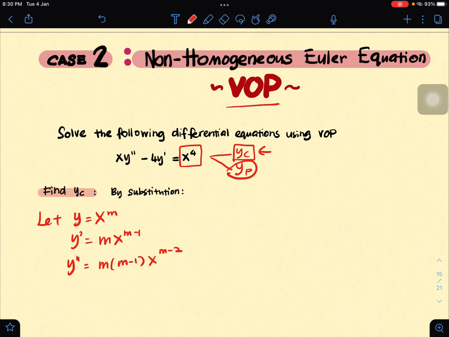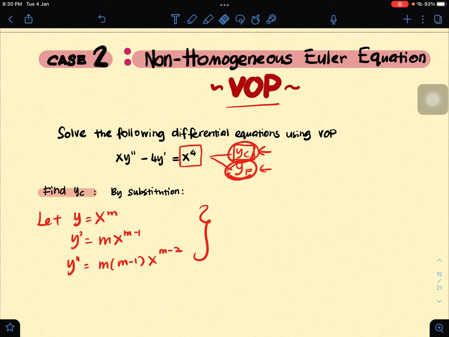Okay, so kita akan guna variation of parameter method untuk kita cari YP. Cuma untuk kita cari YC, kita guna method of Euler equation. And then we will use the superposition principle to combine our YC and YP to get the general solution of our differential equation. So for a non-homogeneous differential equation, you need to remember that it will involve two solutions, which is the complementary solution and also the particular solution.